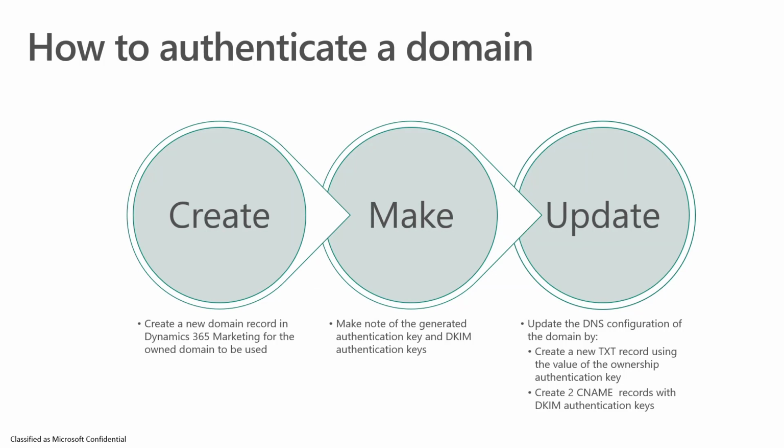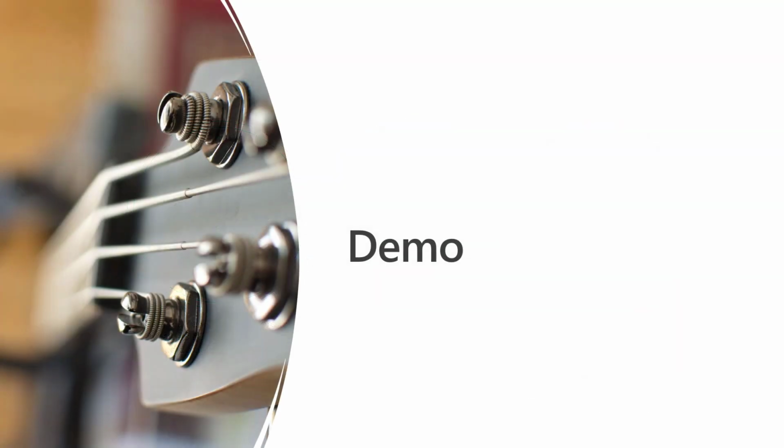How do I authenticate the emails? Basically, I first need to go into the application and create a new domain record, which generates the keys that I need to use. Dynamics Marketing is going to generate them for me, and I'm going to be able to pick them up and put them into my DNS configuration by creating a new TXT record using the value of the ownership, and then create two CNAME records with the DKIM authentication keys. How does that look in practice?